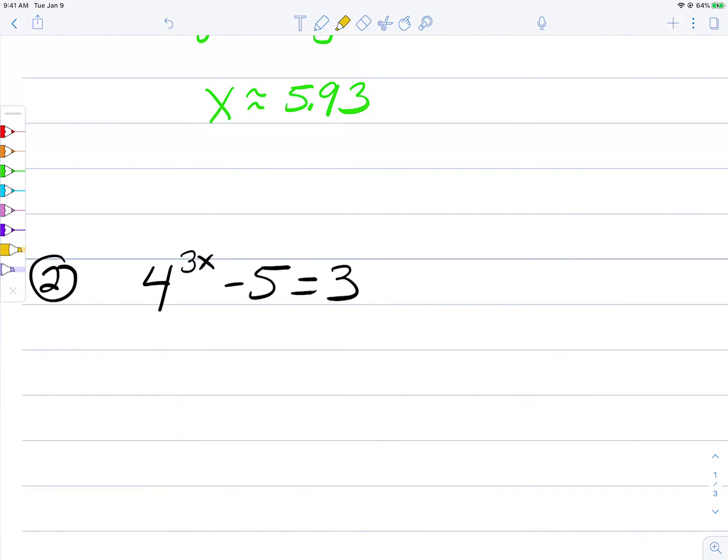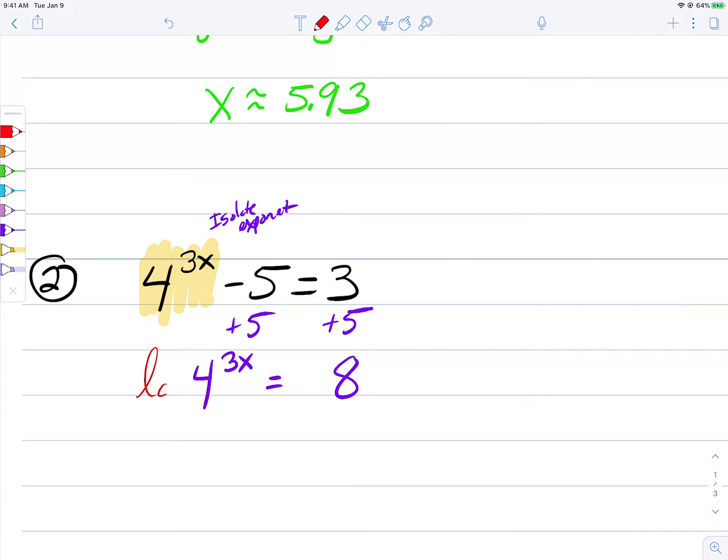In a problem like this, your exponential part is not by itself, so your first step is to get it by itself. We need to isolate the exponent part. So I'm going to add 5 to both sides, and I'm going to have 4 to the 3x equals 8. I can actually make this problem common bases. I'm just not going to right now. If I wanted to, I could make these all powers of 2. I'm just not going to right now.